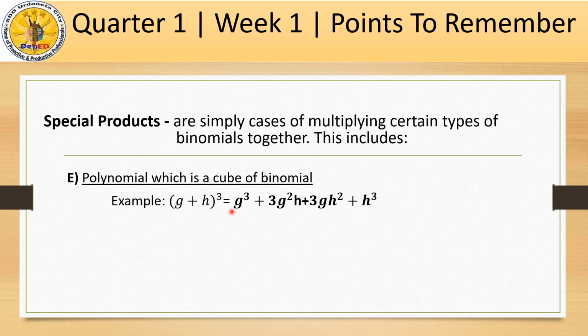3 is constant, times the first term multiplied by the square of the last term. So, magiging 3gh square plus the cube of the last term, which is h. Kaya magiging h cube. Okay, did you get it?